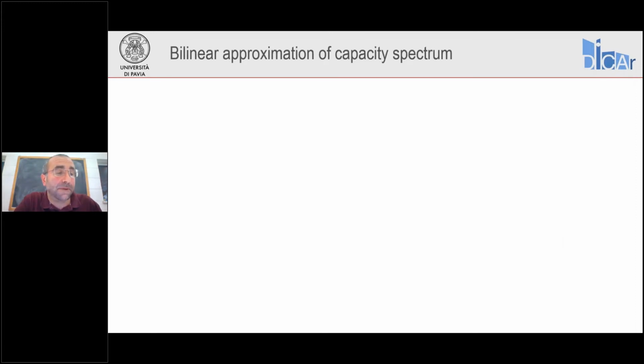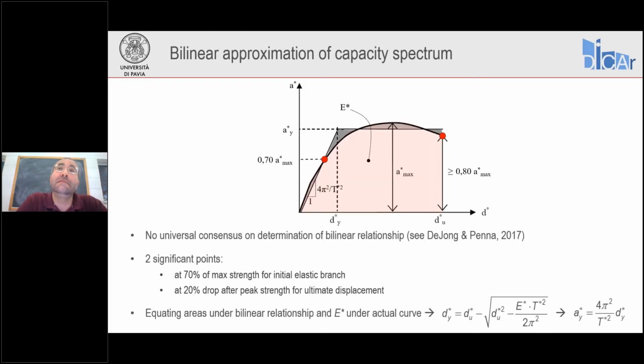Now, the next step, after transforming the MDOF structure into an SDOF oscillator, is to approximate the capacity spectrum of the single degree of freedom oscillator. We approximate it with a bilinear relationship. And we need to be careful again because there is no universal consensus on how to perform this transformation. The Eurocode gives some indications, but they don't look really appropriate for masonry buildings. For this, I would refer you to work by De Jong and Penn from 2017. It's in the references at the end of the presentation.